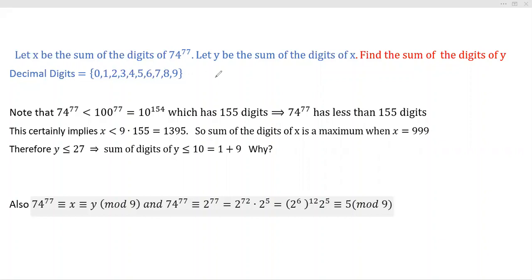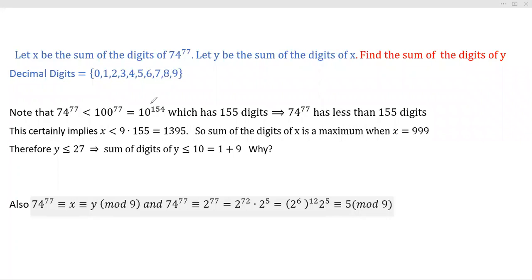We've assigned the sum of the digits to x and y. We're supposed to find the sum of the digits of y. But x is the sum of the digits of 74 raised to the 77th power, and then y is the sum of the digits of x. And we're supposed to find the sum of the digits of y. So you see it's nested 3 deep. Now we are dealing with decimal digits right here.